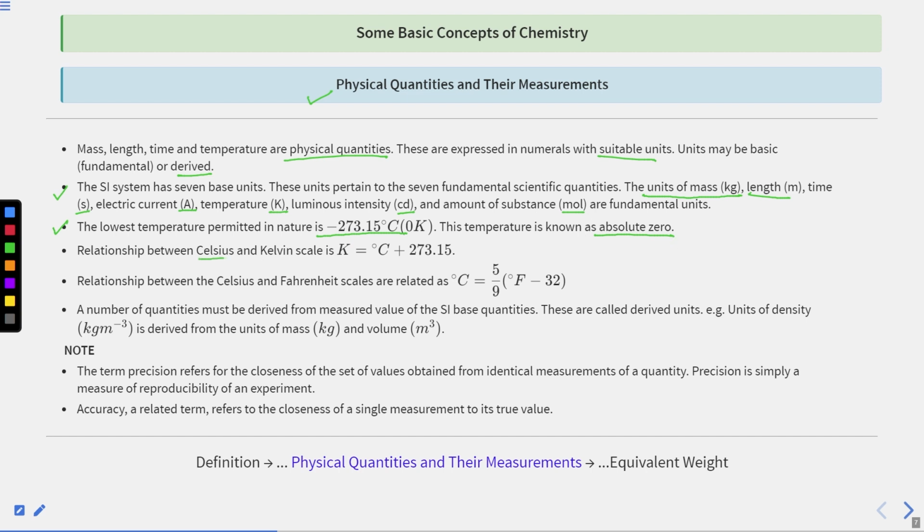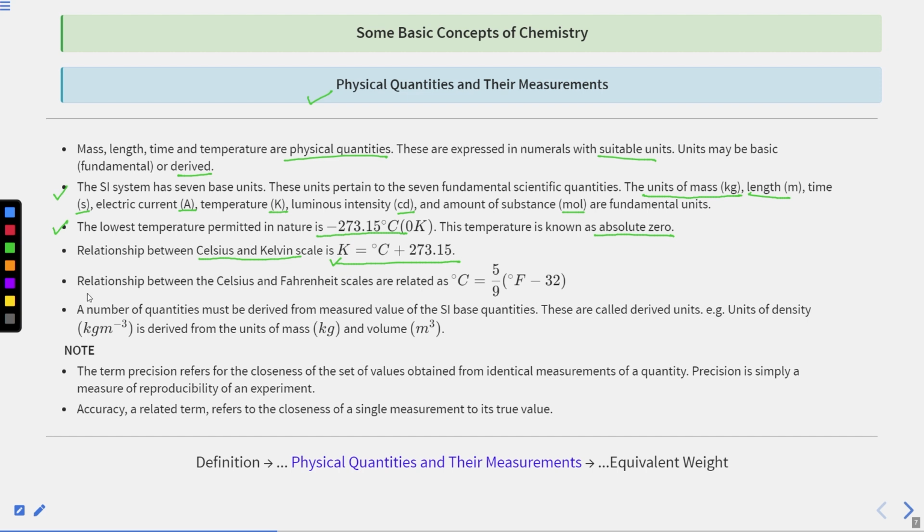The relationship between Celsius and Kelvin scale is given by this expression: Kelvin will be equal to degree Celsius plus 273.15. If we have a temperature in degree Celsius, we have to add 273.15 to it, and we can get our Kelvin temperature by this.